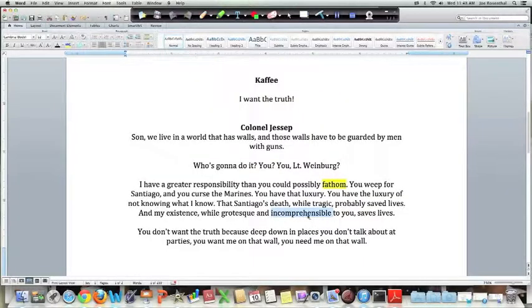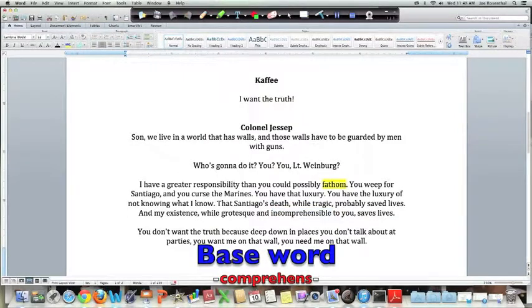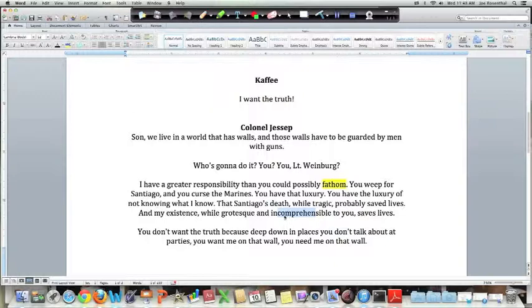Incomprehensible is another word that maybe you don't know when you come across it. And we could go ahead and break this word down. For example, look at the base word, the part of the word that I know, comprehend. Maybe you know that comprehend means understand. Oh, okay, well, if it means understand, well, ible, we just went over ible. The suffix ible makes the word an adjective, a descriptive word.